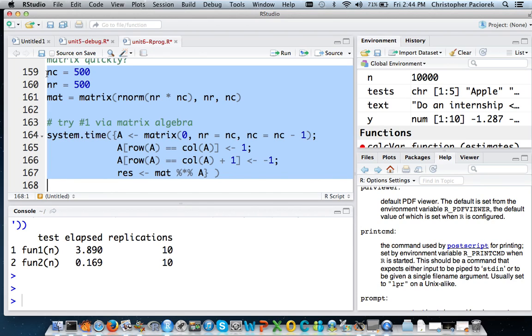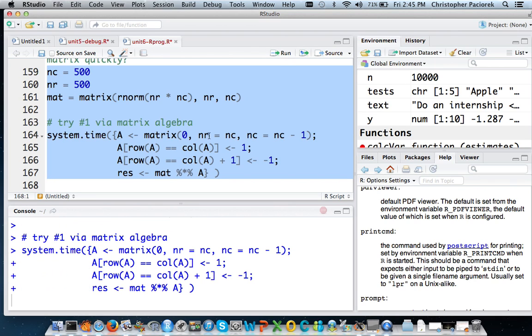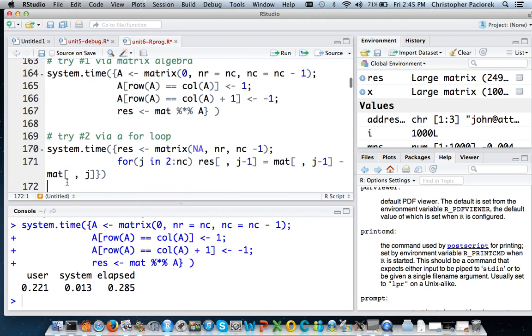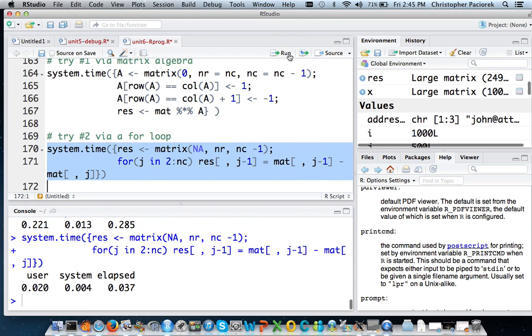And then we actually do the matrix multiplied by this new matrix A, which is this differencing matrix that we just talked through. You'll note there's nothing in here about sparse computation, so this is just treating it as a full dense matrix multiply. That takes about 0.3 seconds. This is doing it as a for loop. It actually only takes 0.037 seconds, so the fact that we're doing all this extra calculation with the zeros really does make a difference here.